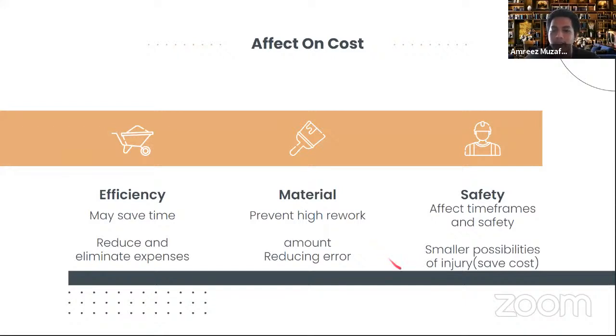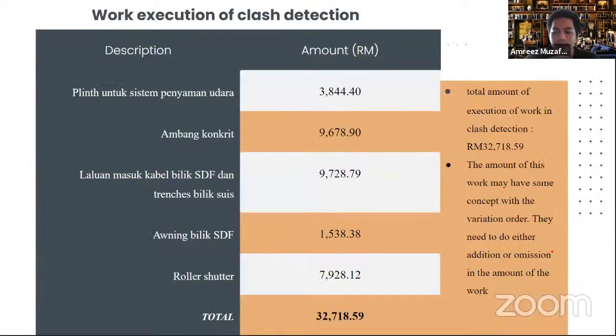Okay, for the safety, if we avoid one crash or accident using BIM detection, we can save a lot of money. Also, there are possibilities of avoiding harm by averting conflict for the workers. Given how common construction accidents occur, the less extraneous work employees do, the smaller the possibilities of expensive injury. The next slide is about the work education of clash detection.